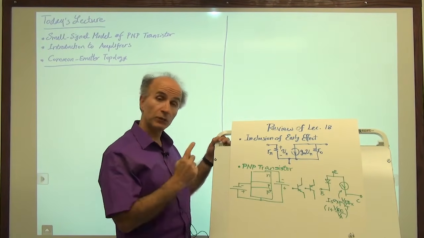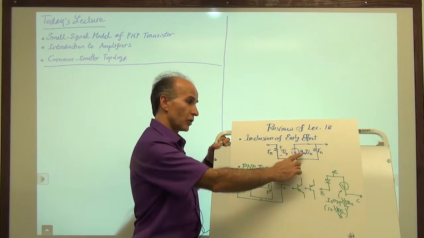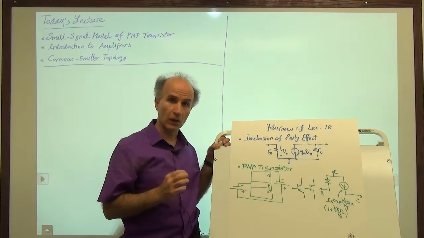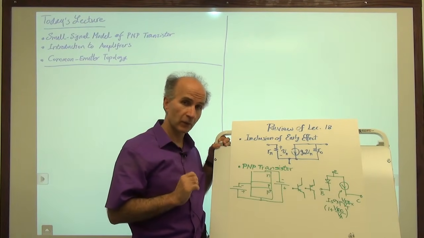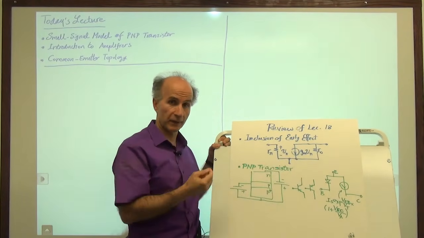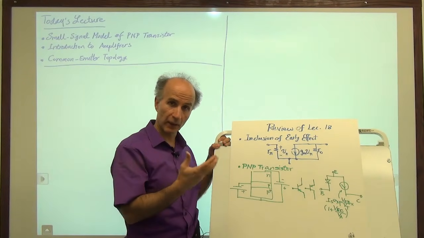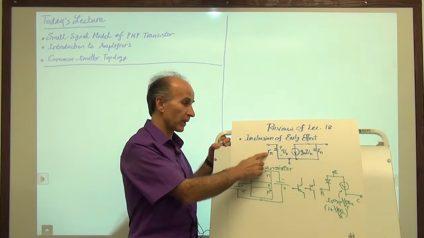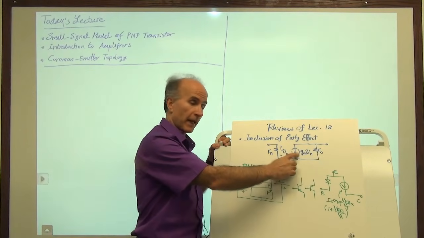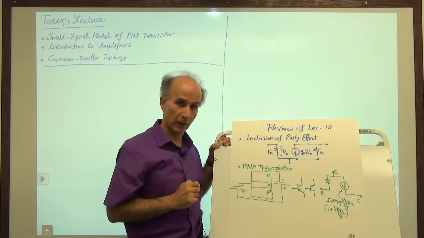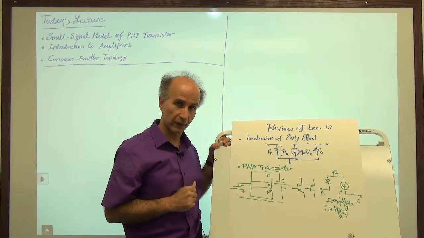So what we do remember is that GM, R-pi, and RO are all bias-dependent quantities. GM is equal to IC over VT, IC being the collector bias current in the absence of signals. R-pi is beta over GM, and RO is the early voltage divided by IC, the collector bias current.